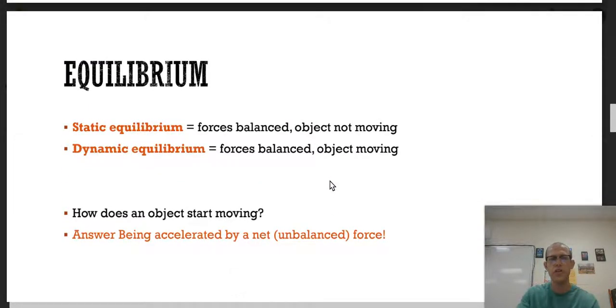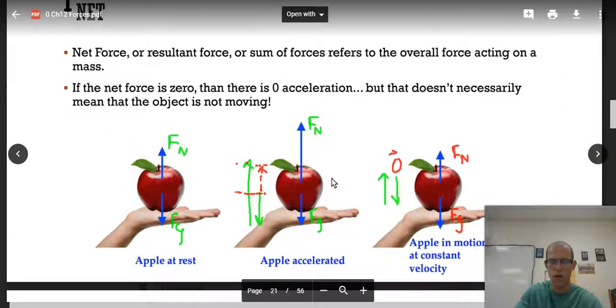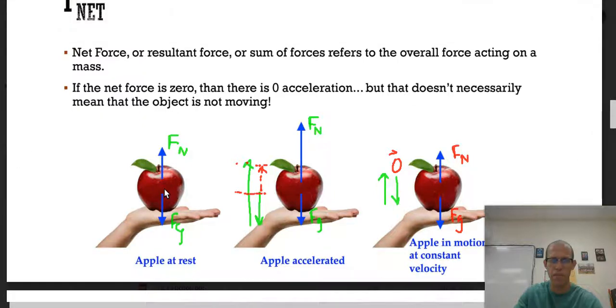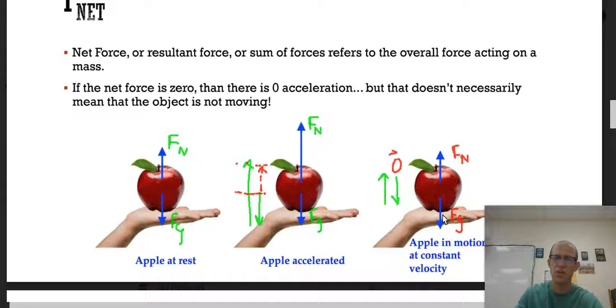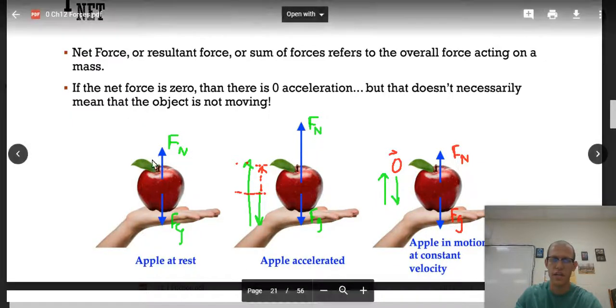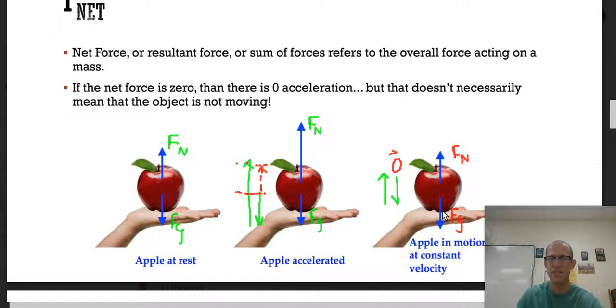We use the word equilibrium sometimes. That's when all the forces are balanced and the object is not moving, if it's in static equilibrium. If an object is in equilibrium but it is moving, we call that dynamic equilibrium. So if we go back and look at this apple, this is static equilibrium. This is dynamic equilibrium. Equilibrium because the arrows cancel each other out, just like over here, the arrows cancel each other out. But here, it's moving at a constant velocity.